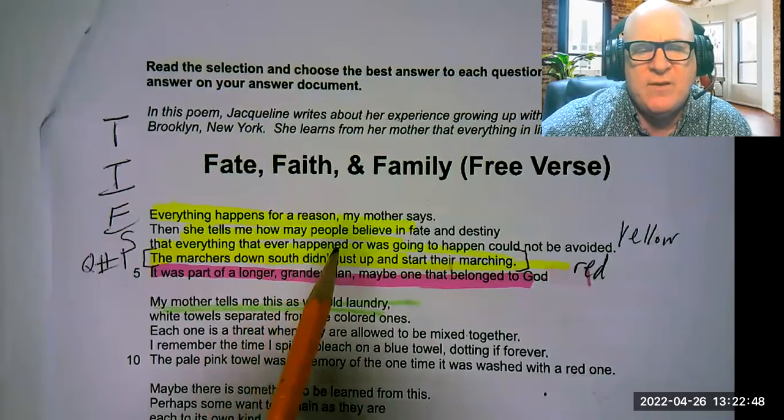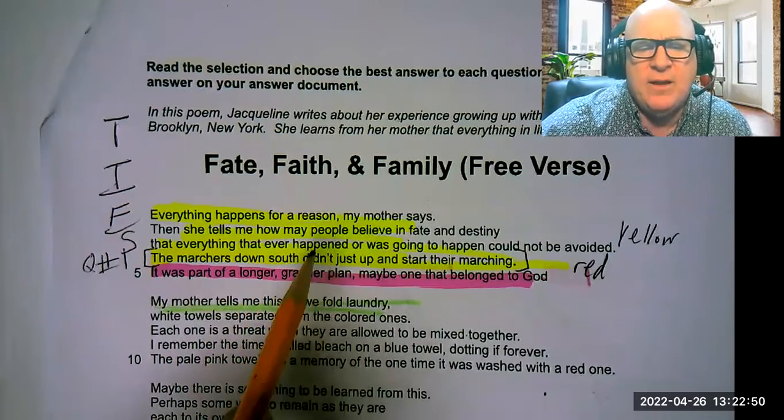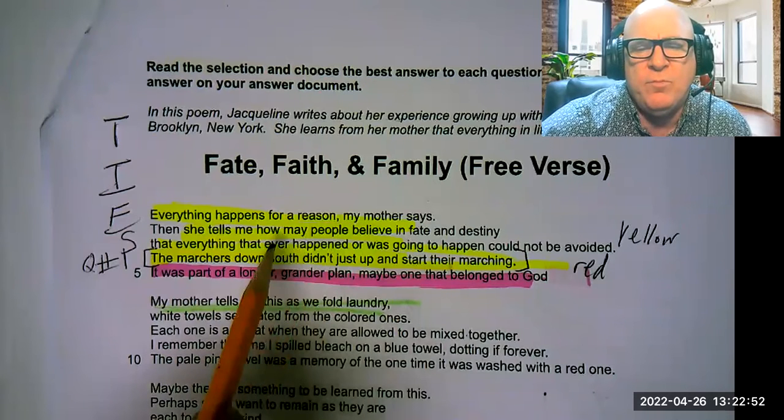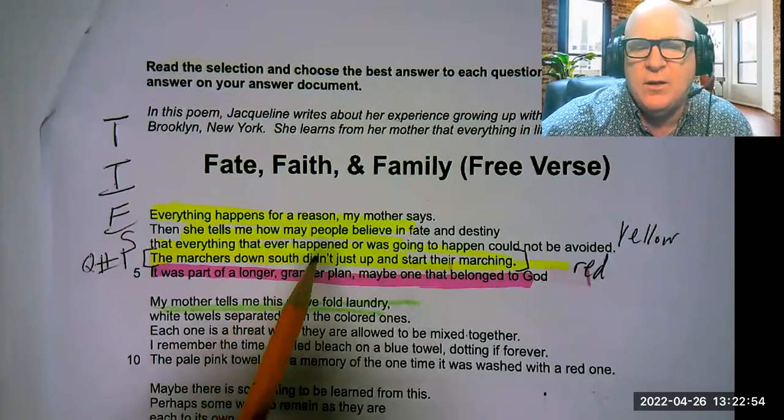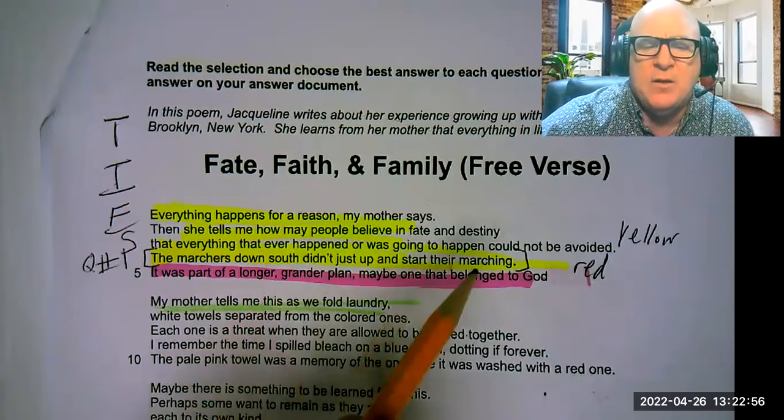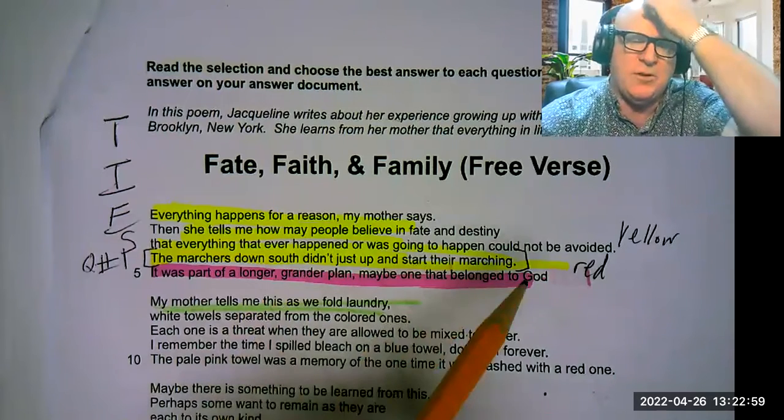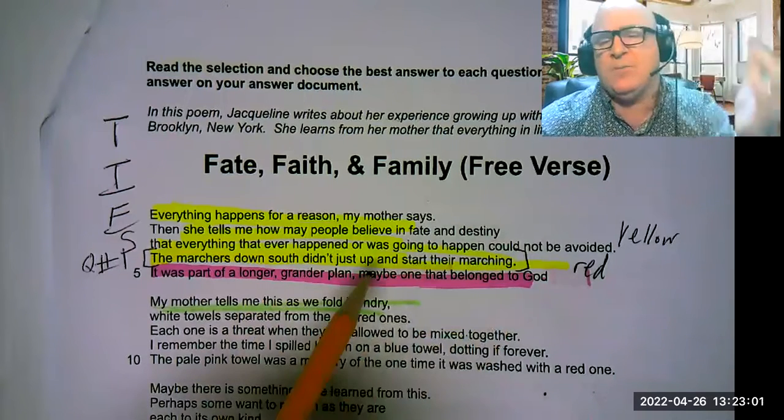I'm supposed to have a many there. That everything that ever happened or was going to happen could be avoided, could not be avoided. In other words, if it's going to happen, it's going to happen. The marchers down south just didn't end up starting their marching. It was all a plan of God.